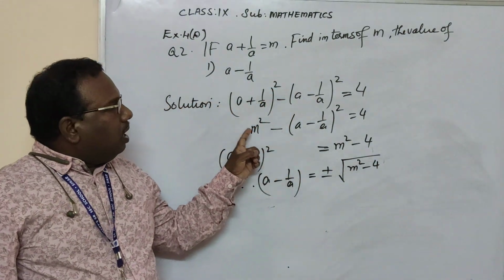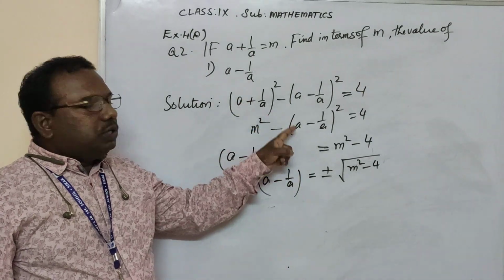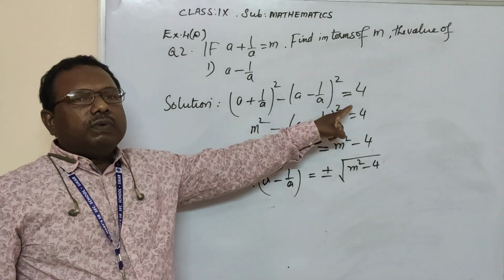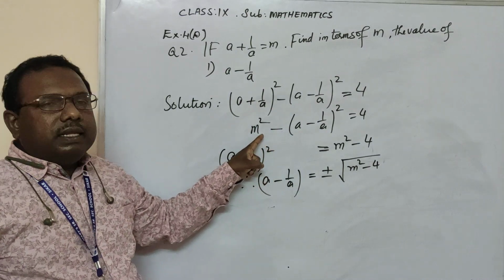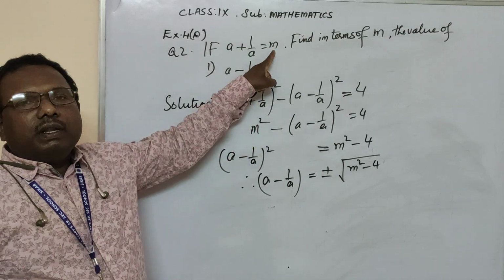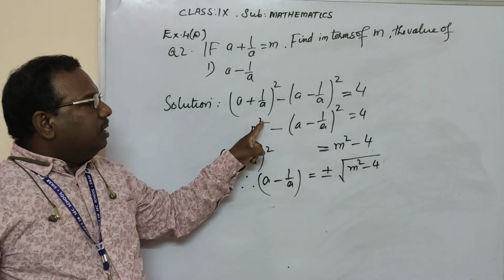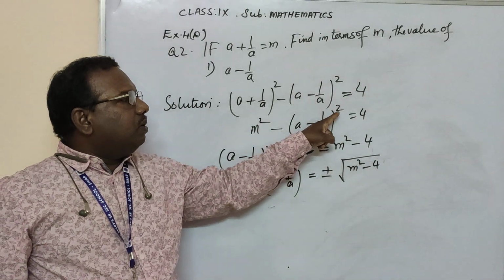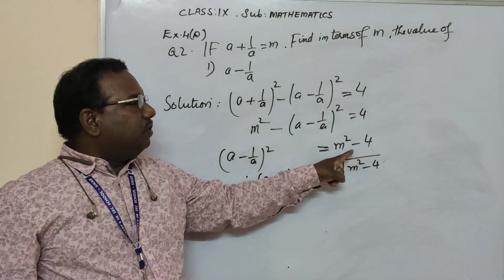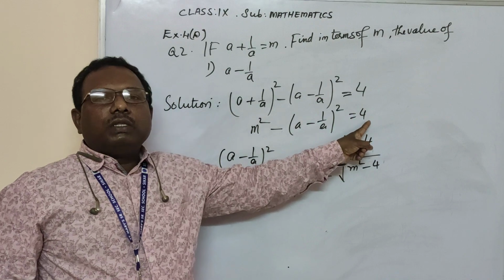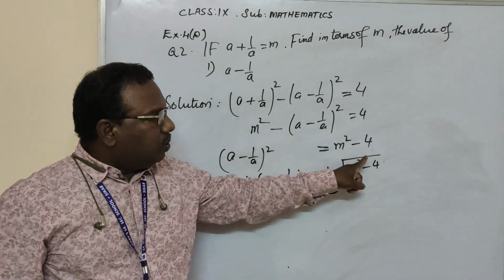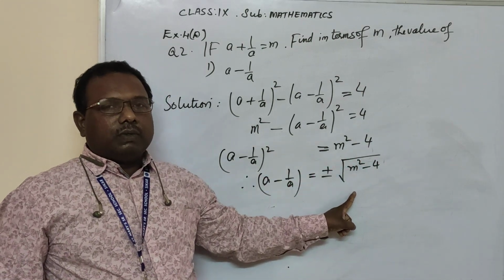Please look how this question is solved. (a plus 1 by a) whole square minus (a minus 1 by a) whole square is equal to 4. We write the identity, then substitute the value of a plus 1 by a that is given in the question. Therefore, it becomes m square minus (a minus 1 by a) whole square equal to 4. Then (a minus 1 by a) whole square is equal to m square minus 4. This is taken to RHS, this 4 is brought to LHS. And a minus 1 by a is equal to plus or minus square root of m square minus 4, the answer of the first part.